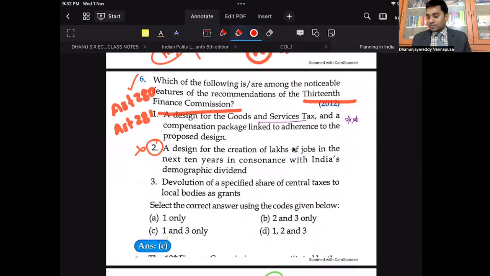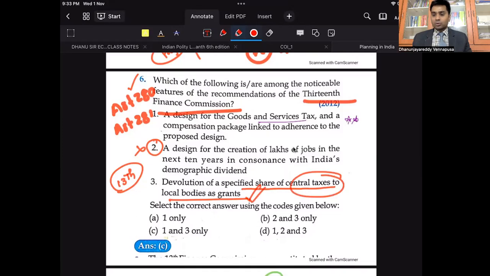Next, devolution of a specified share of central taxes to local bodies as grants. Yes, the 13th Finance Commission spoke about central taxes that have to be given to the local bodies. This is Article 280 of the Indian Constitution. It speaks about how the state finances have to be upgraded, or how the finances of the local bodies have to be ensured by the central government. So 1 and 3 are correct, 2 is not correct.